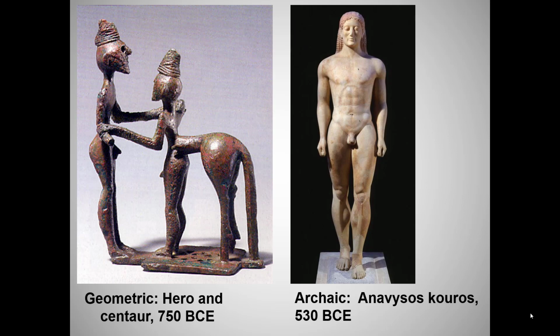But Greek sculpture begins much earlier. Sculptures such as the hero and centaur, which you've already seen, are much more stylized and triangular, yet they also show some of the characteristics that would set Greek sculpture apart, including nudity. The hero and centaur is an example of what is called the geometric period in Greek art.